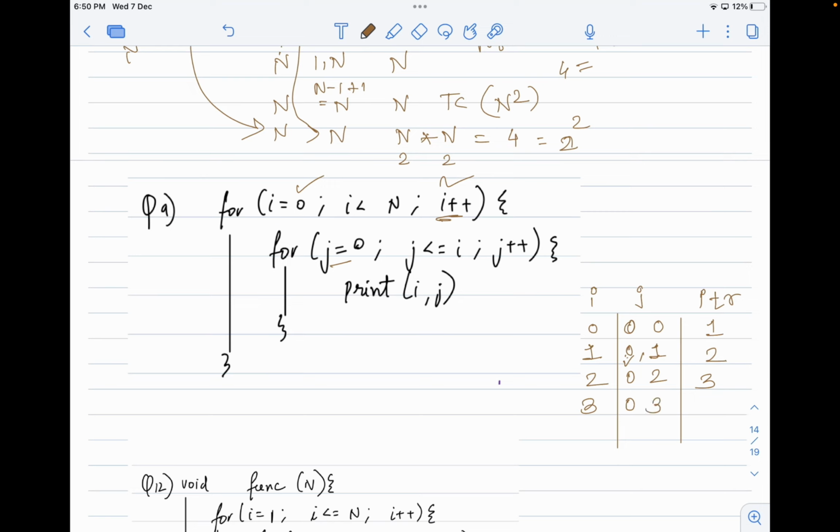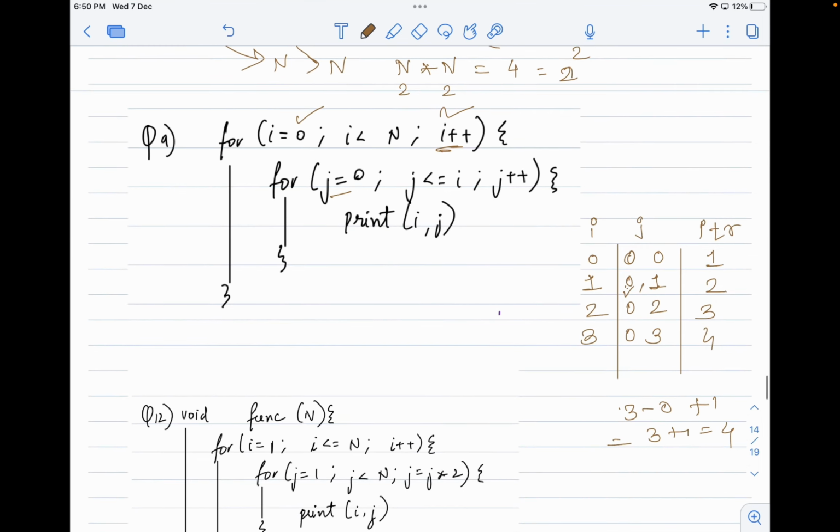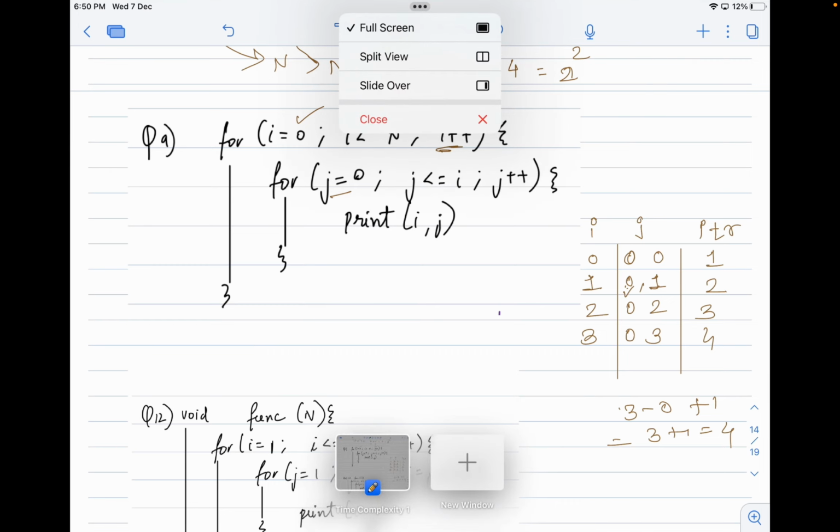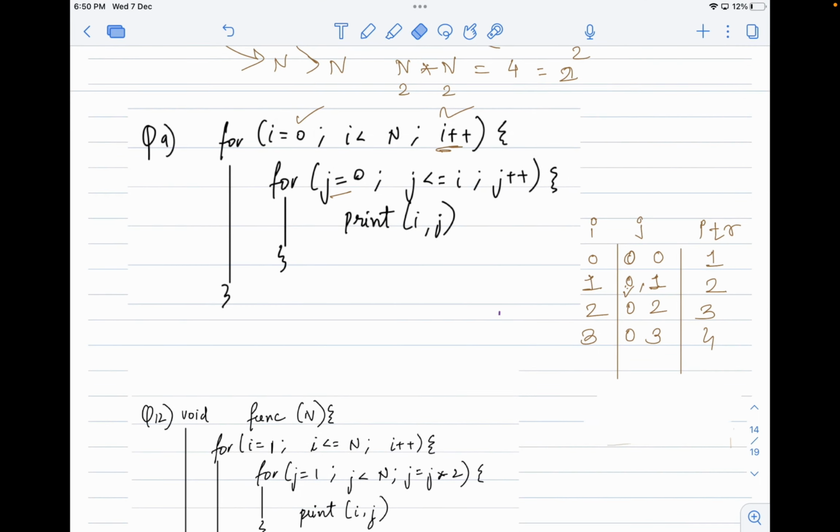For 0 to 3, simply you can say 3 minus 0 plus 1, which is 3 plus 1 equals 4. So how many iterations will it have? 4, right? So where is I going? Your I is going till n, and J always follows 0 to n, and the iterations come to n. Got it?